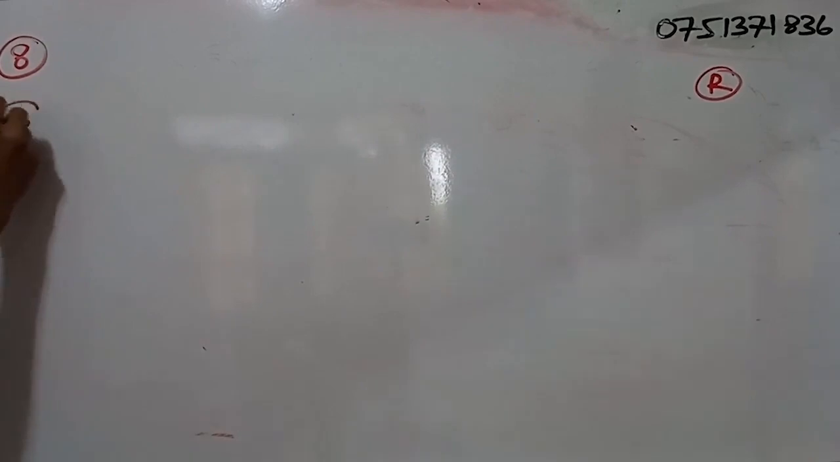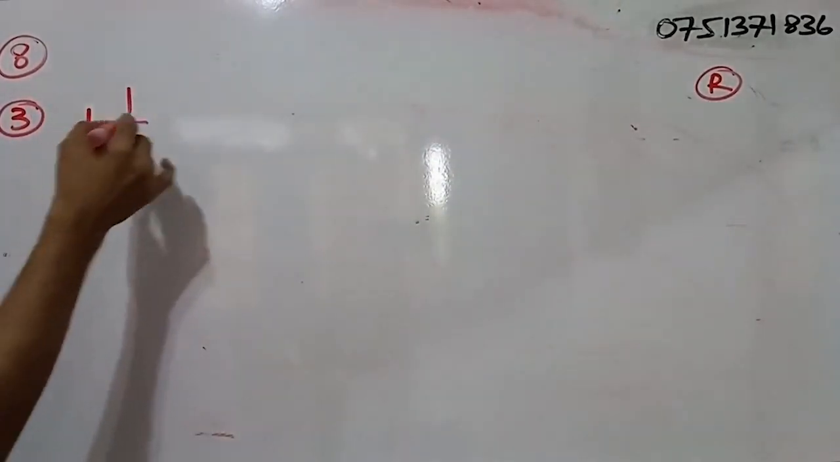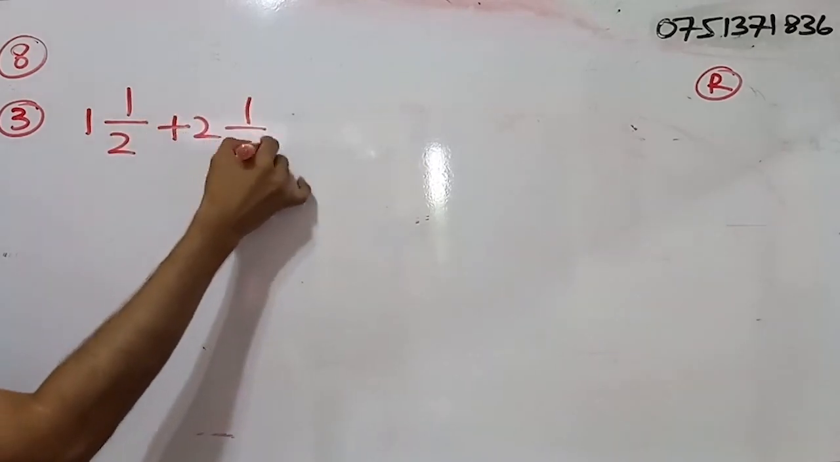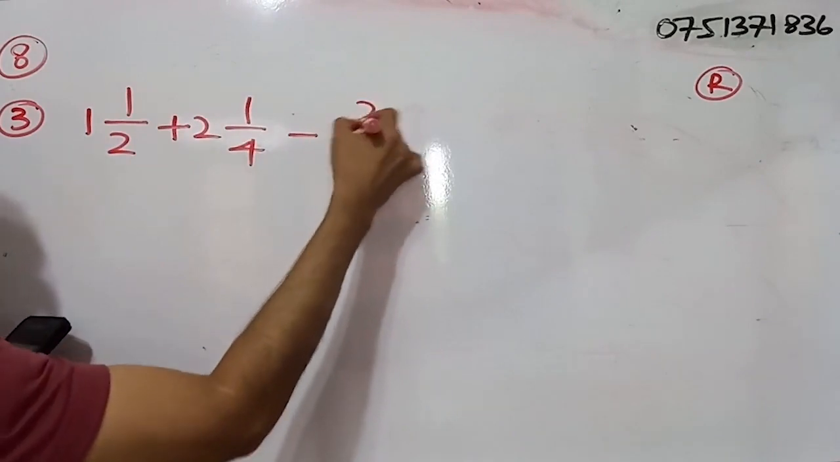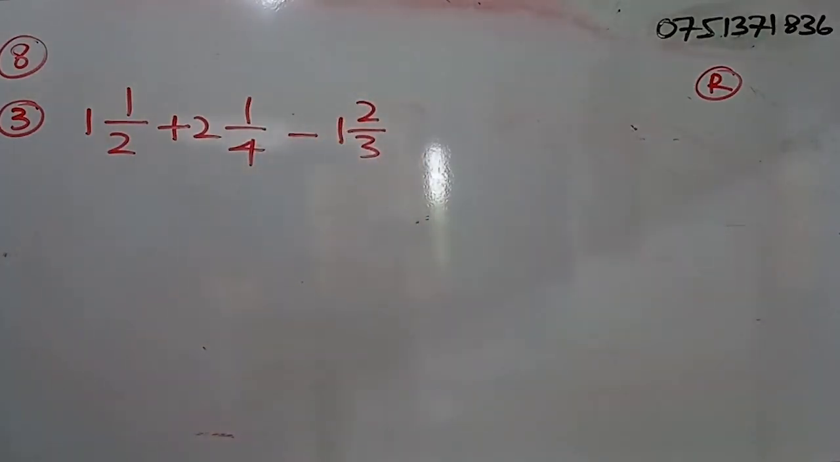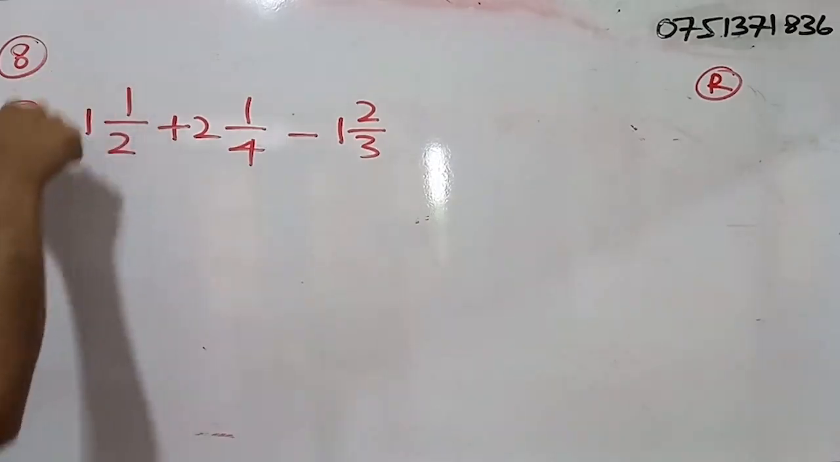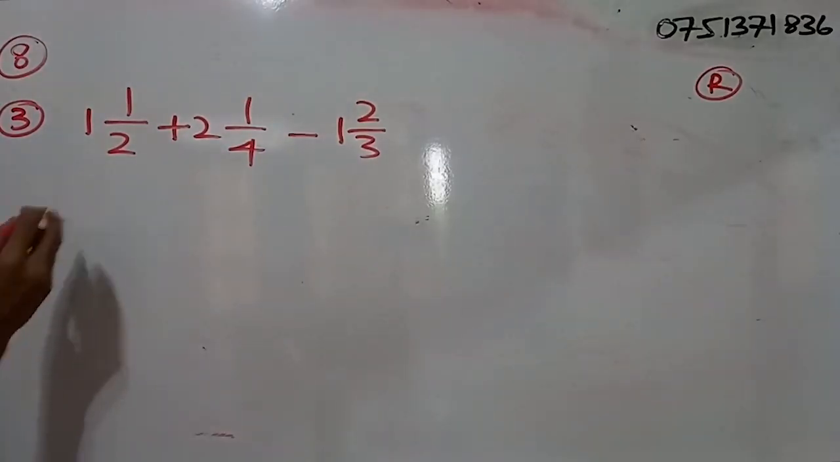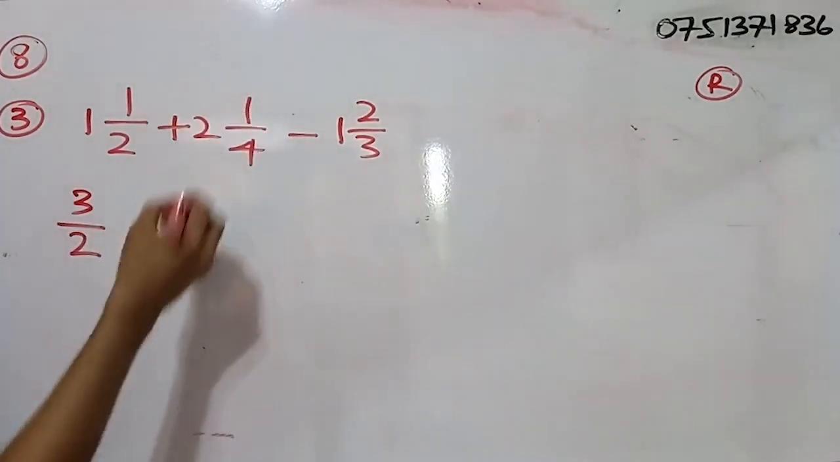So now the third part. We have 1 and 1 half. To that we have to add 2 and a quarter. Then we have to subtract 1 and 2 by 3. So here also there are several methods where we can get the answer. So I will start from the usual method. First of all, we have to convert this into an improper fraction. So this will be 3 by 2.